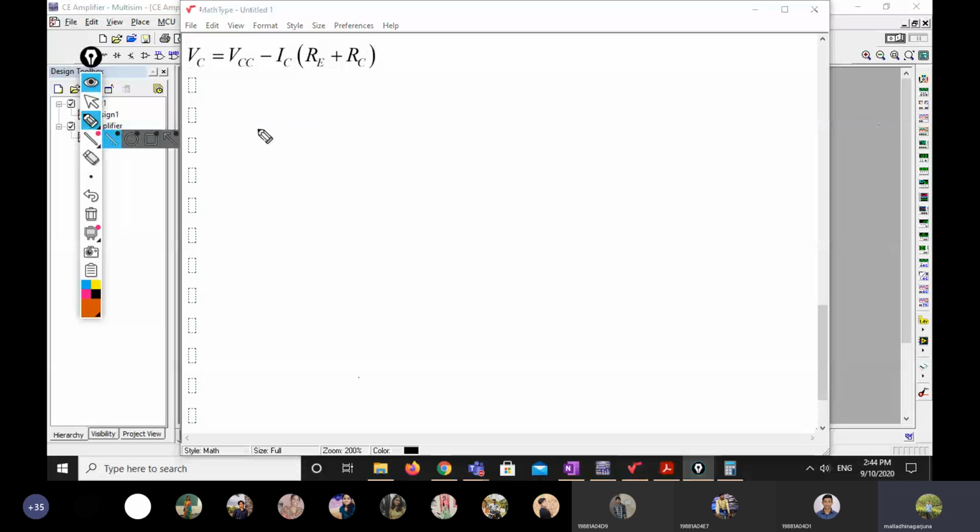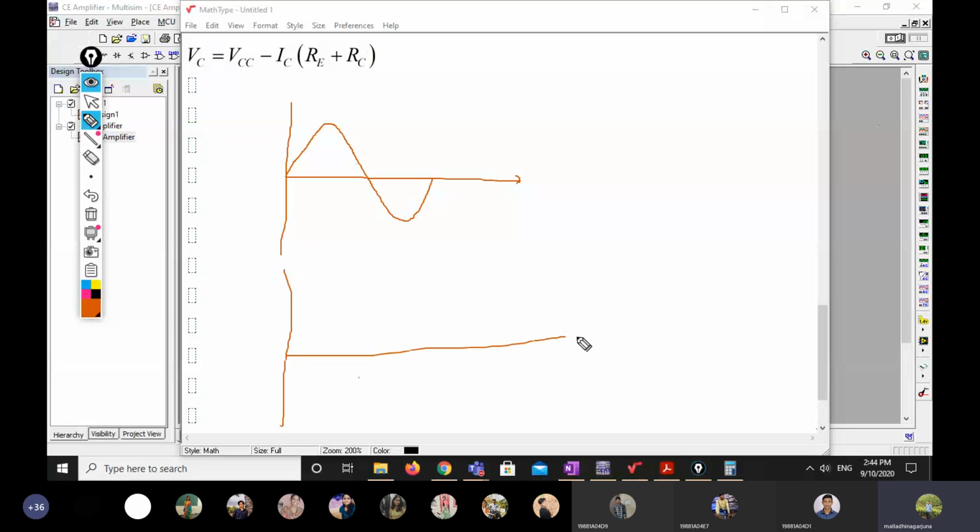Input signal is this. I am drawing the input like this. This is my input, and this is my output. So Vi is the input signal. What is Vi? VBE is the input signal. Sorry, not VBE, let us say VB. Okay, so this is Vi, let us say input signal.